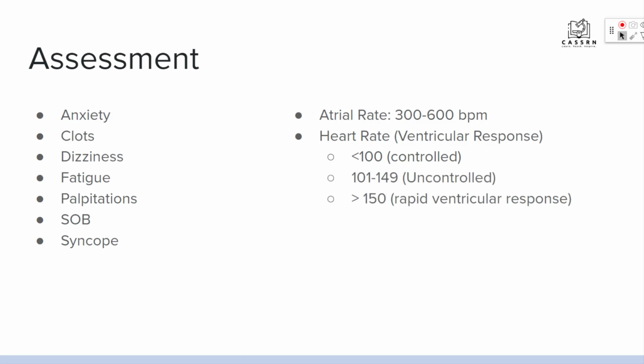If it's less than 100, it's going to be considered controlled. If it's between 101 and 149, it's going to be considered uncontrolled. And if it's greater than 150, it's something that's called a rapid ventricular response. So you've got your atrial rate, but then you're going to have your heart rate, which is that ventricular response that should be filtered if the AV node is able to act as a filter appropriately.